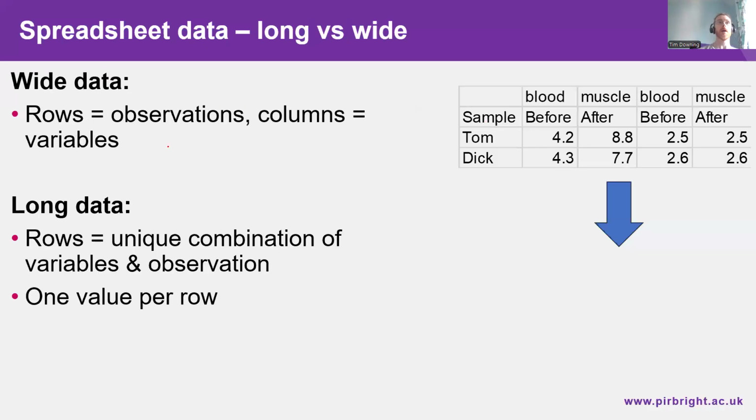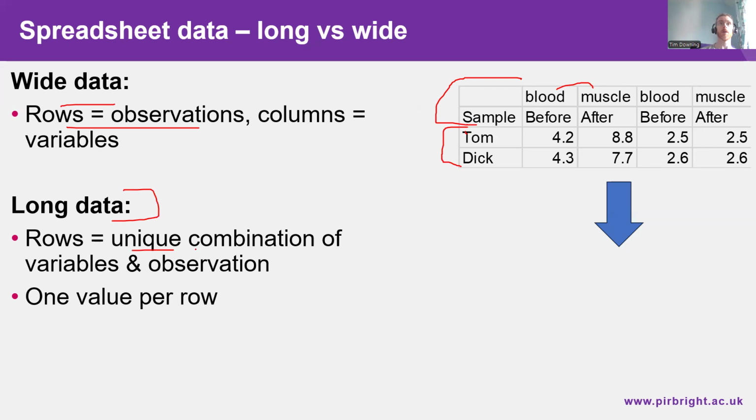So we mentioned different types of data sets. We're used to structured data being wide data, where we have rows of observations or samples and columns of the variables. So we might have blood and muscle readings before and after for a particular person. You can see that this is not formatted in the way that we want. And this is for 2 people. So what I'm going to do using R is convert this into long data.